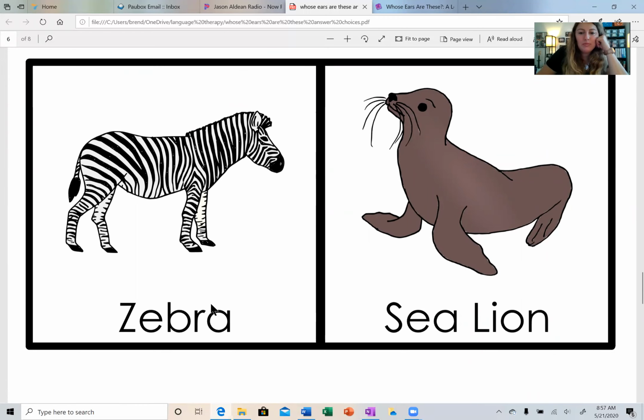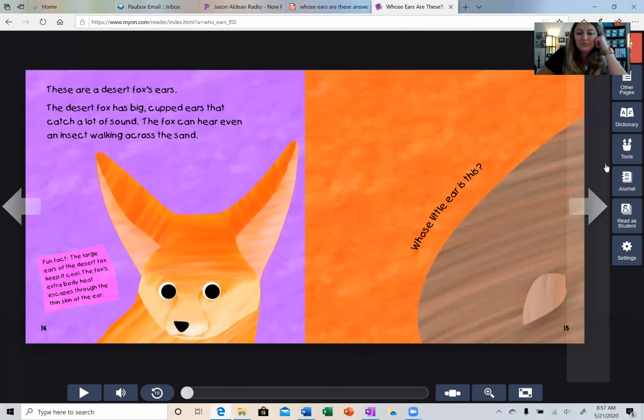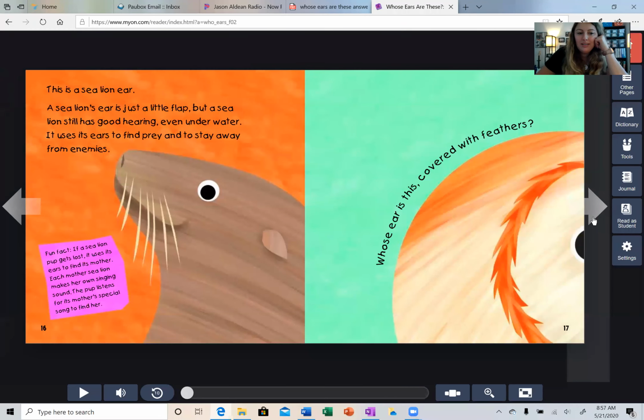So it's a little brown ear. Or could that ear belong to a sea lion? What do you think? Touch the screen, or you can say your answer, or touch your answer on a piece of paper. Okay, should we find out? It's a sea lion's ear.